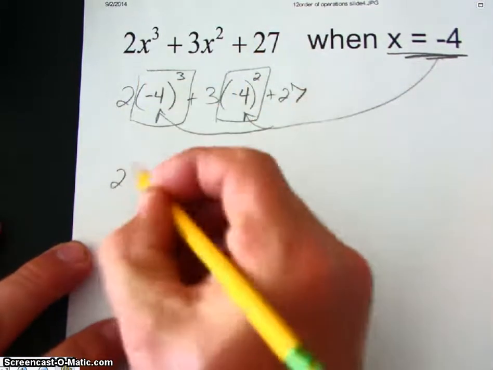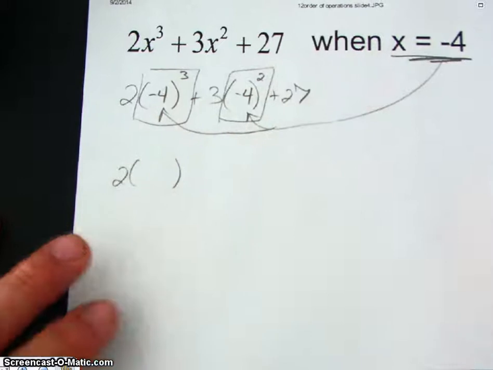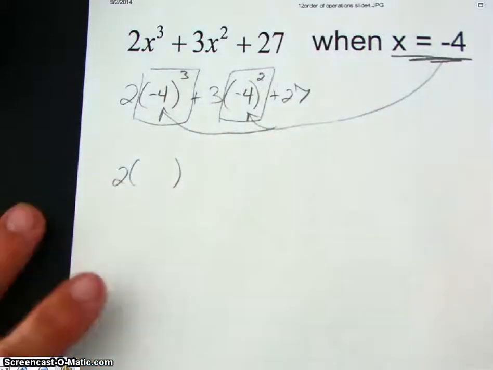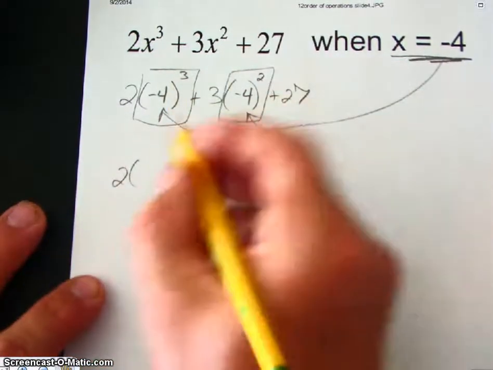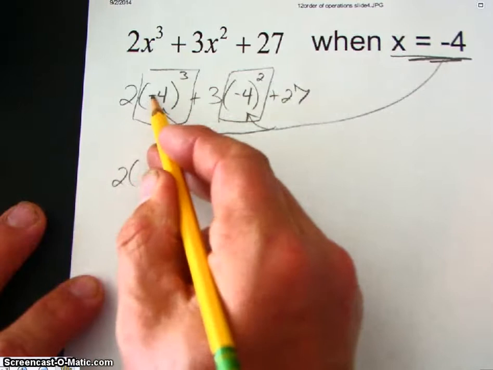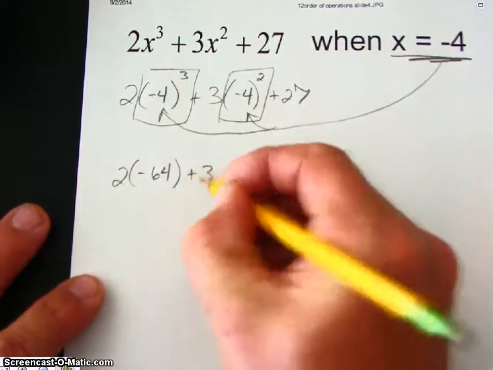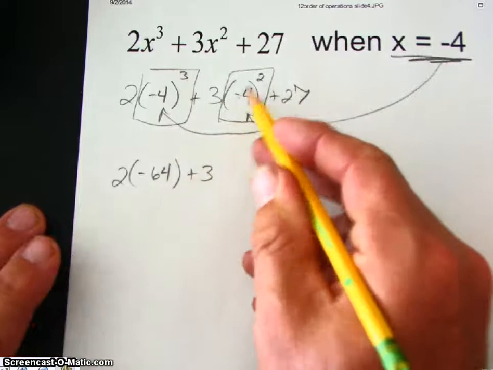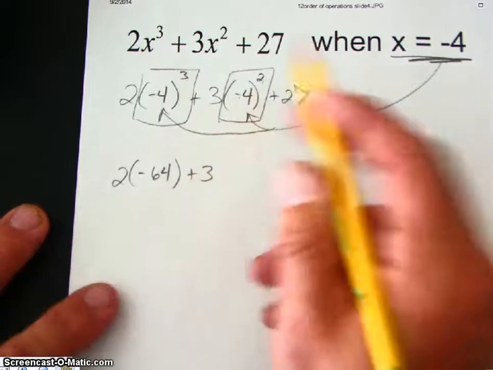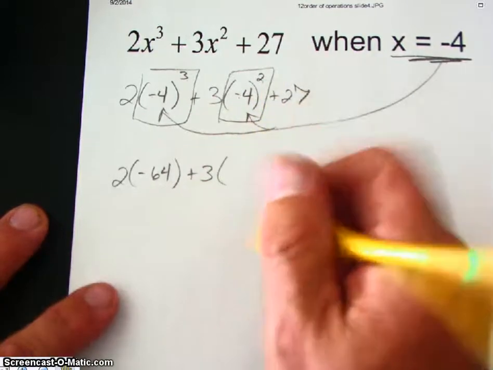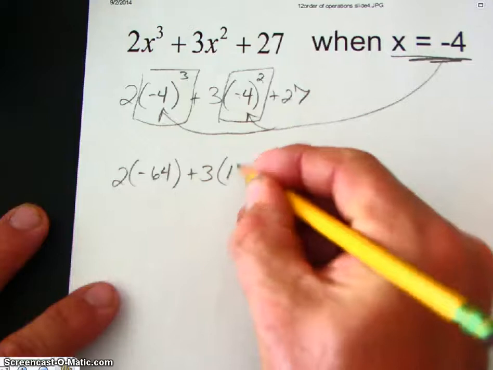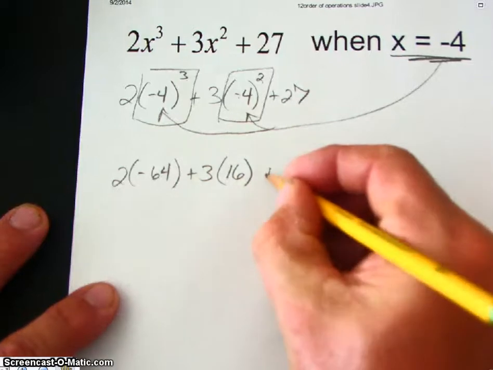So I'm going to do this and I'm going to do that. So I got 2 times whatever I get here. So 4 times 4 is 16 times 4 is 64. But it's negative because the negative is inside and the power is odd. So it's negative 64. Negative's inside, but the power is even. So therefore my answer will be positive. So negative 4 times negative 4 is 16, plus 27.